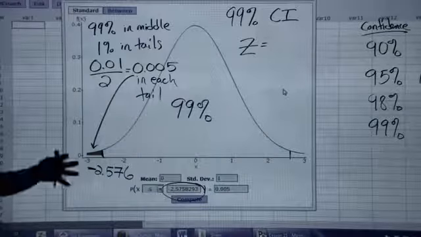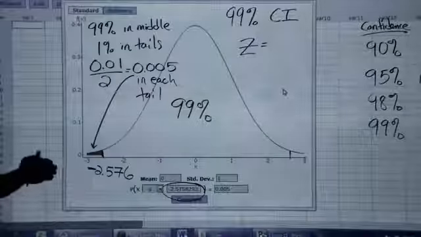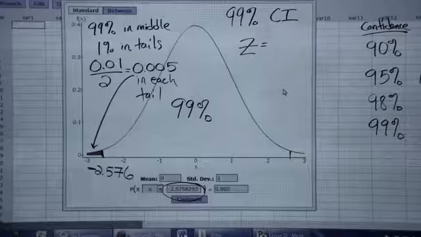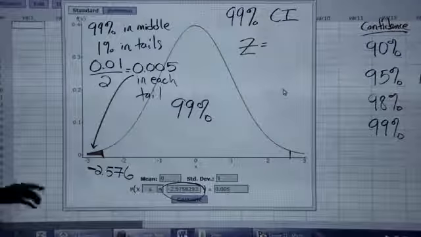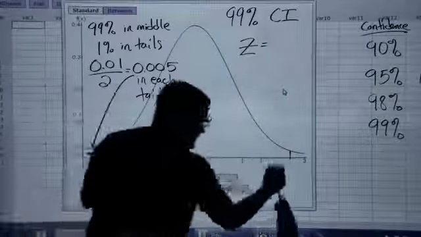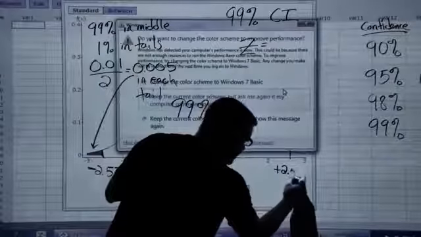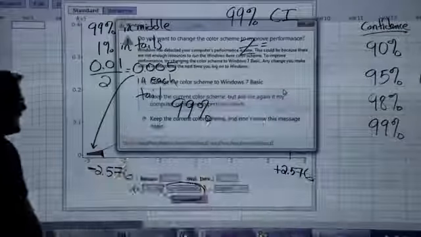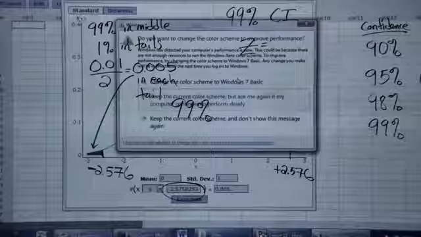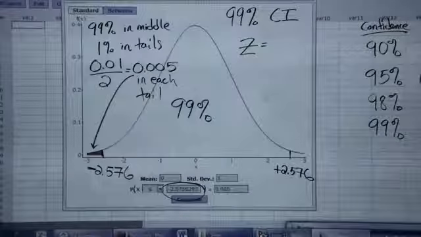If I jumped out 3 standard errors, I'd be 99.7% confident. And that's not a common one you'll ever see in practice. We already know what the answer is up here. It's going to be a plus 2.576. Stick that down there, maybe.